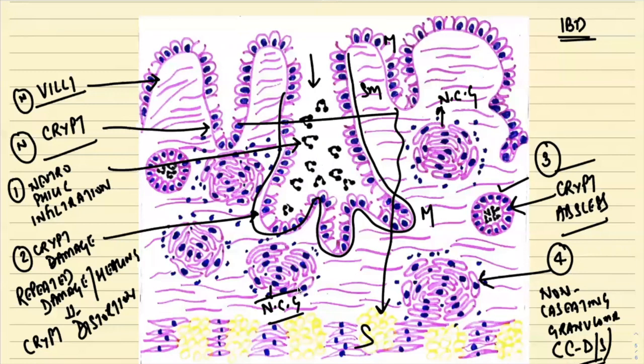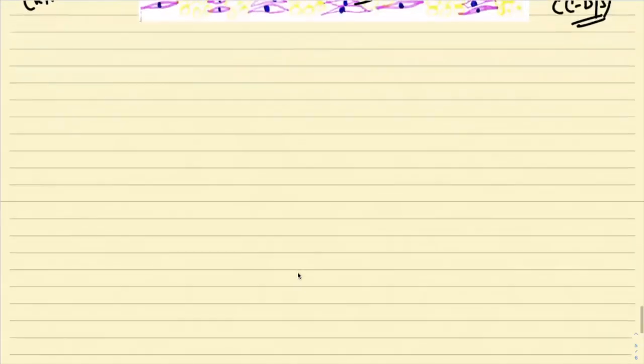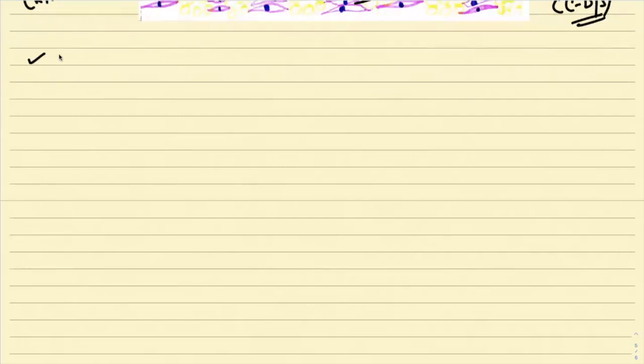Any doubts you are having with regards to Crohn's disease now? Yes, everyone, any doubts? Yes. So can we write our findings now? The microscopic features. Yes, everyone. Okay. Yes, sir. So if these features are clear, we are just going to write.